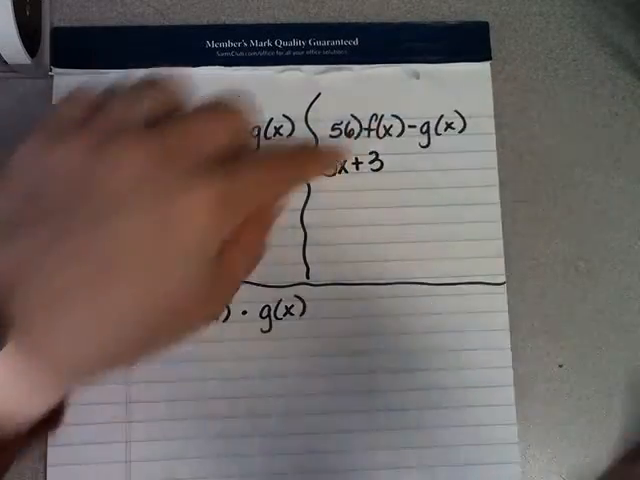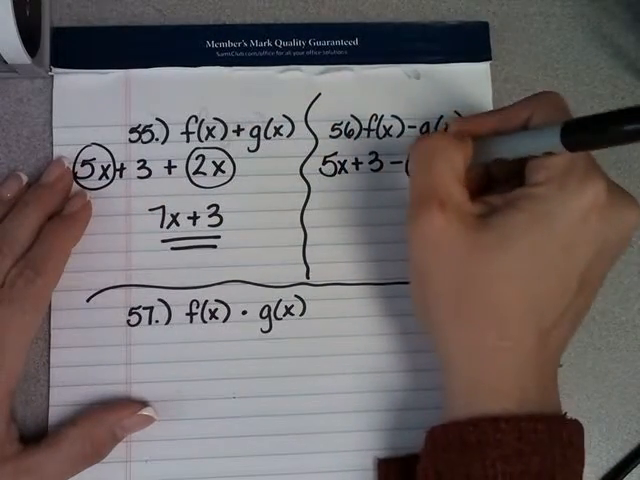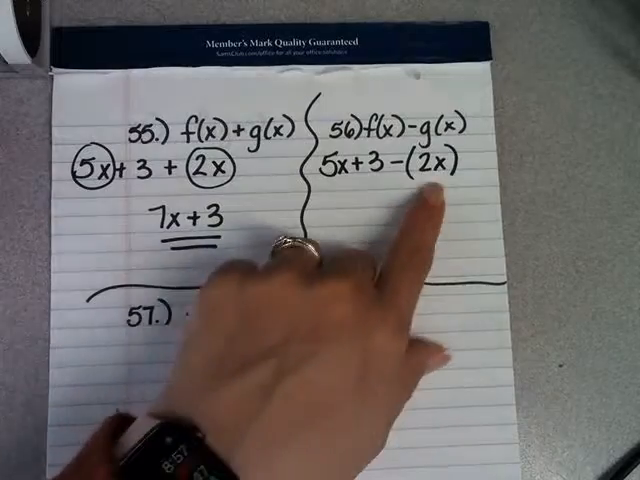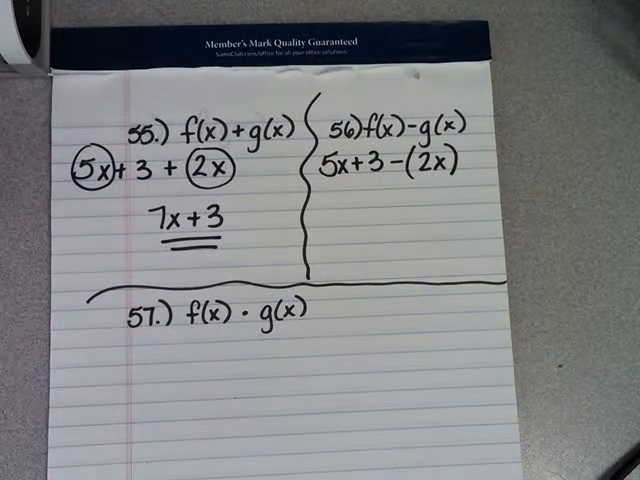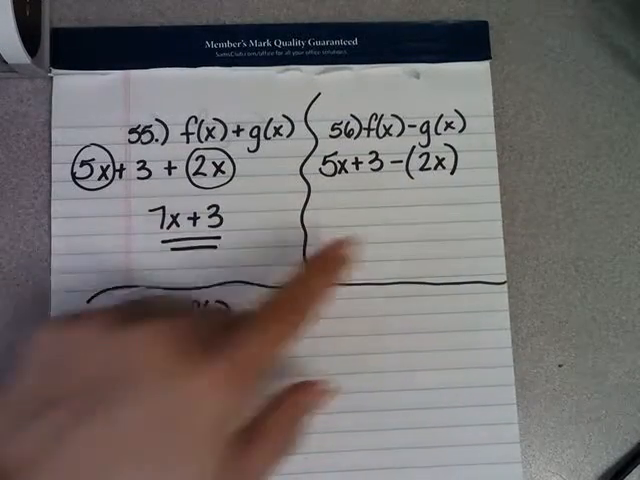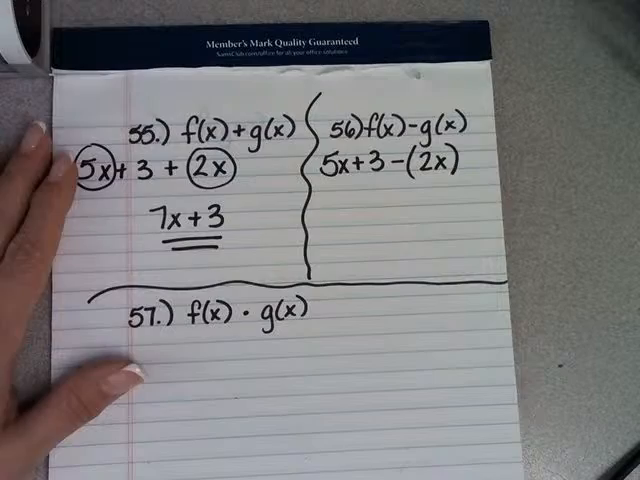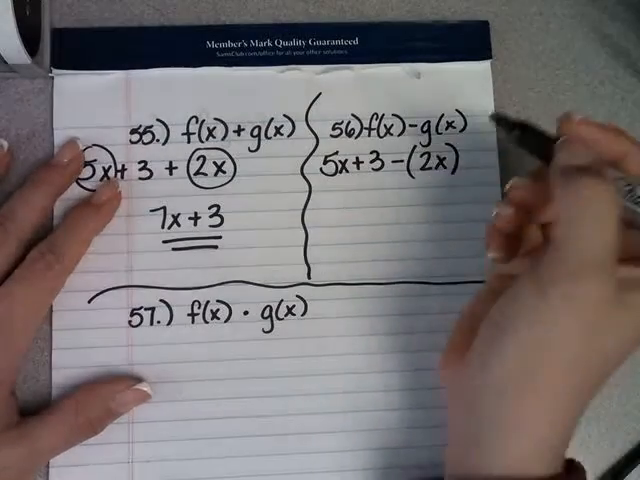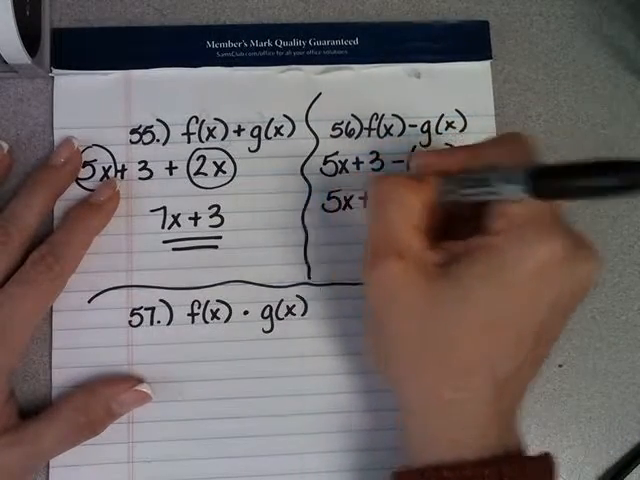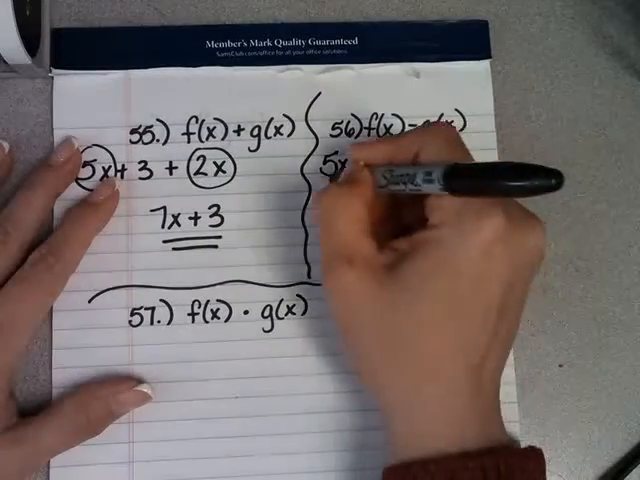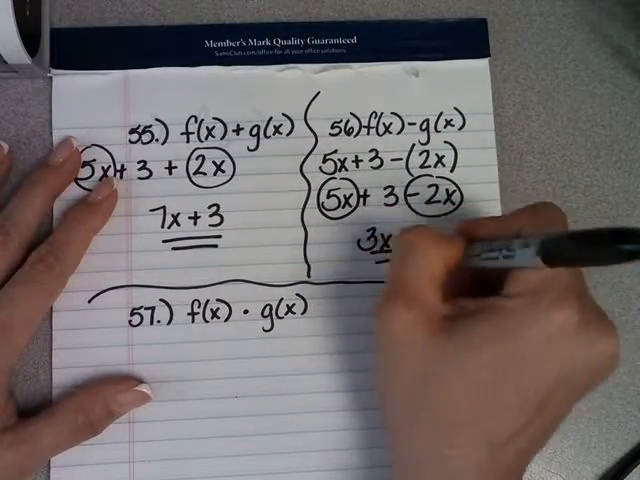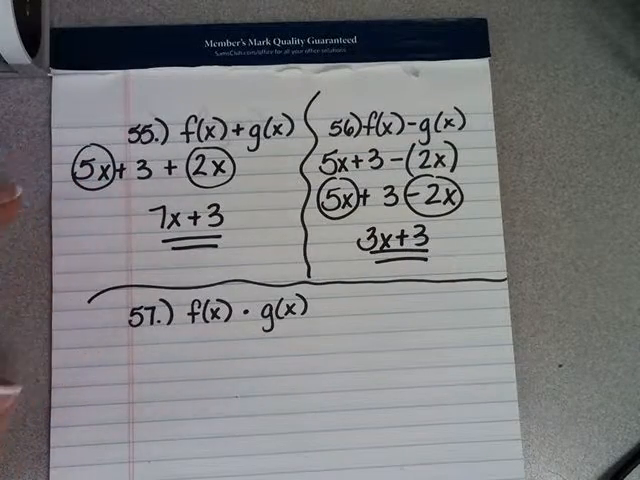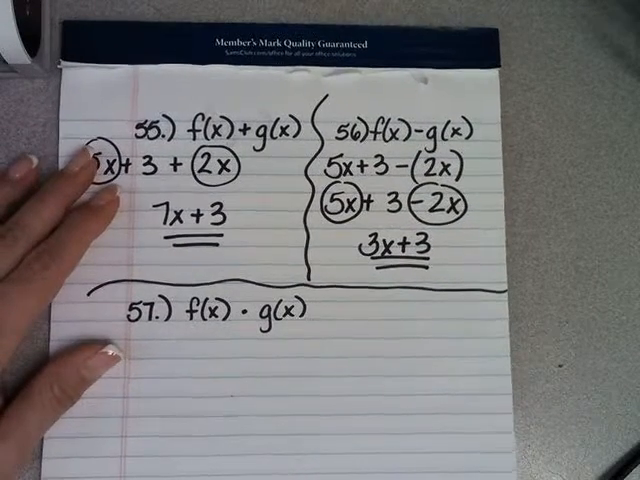5x plus 3, which is my f of x, minus, now I'm going to put that in parentheses. It doesn't really matter this time, but anytime you have a minus, you want to put what's behind it in parentheses in case you have to distribute it. This one, you really don't because it's one term. But let's say that was 2x plus 1, you would have to distribute it. Okay, so let's put it together. We have 5x plus 3 minus 2x. Combine like terms. And your answer should have been 3x plus 3. Any questions on 55 or 56?